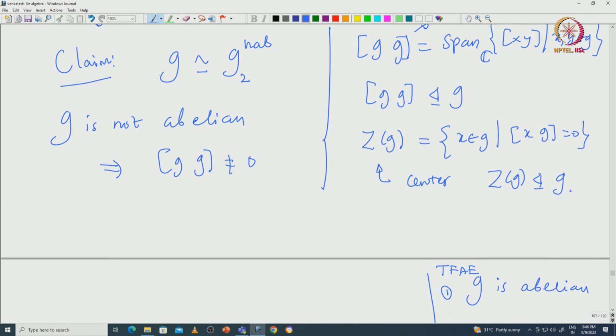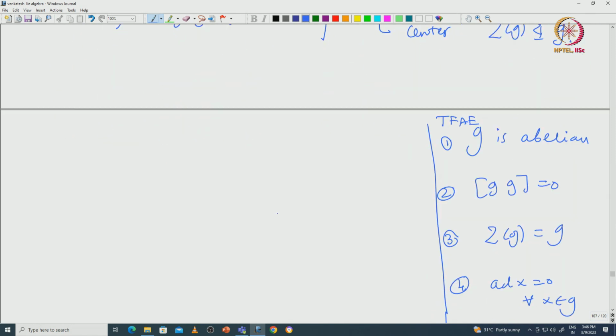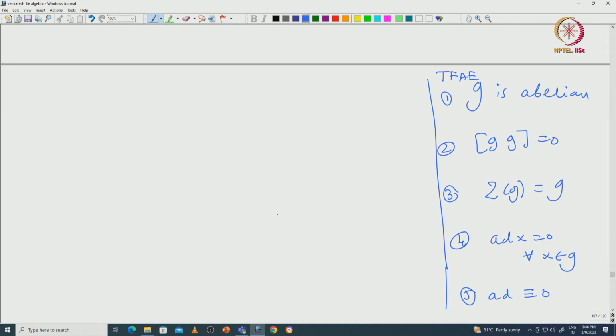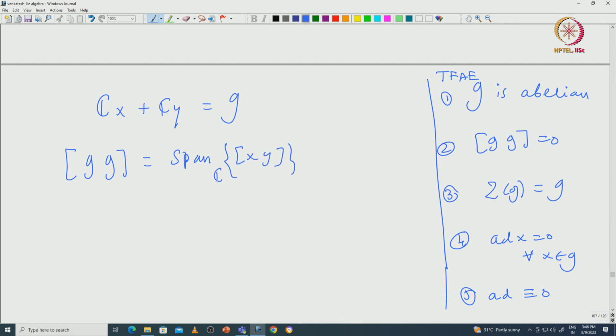So, now we started with G which is not abelian, so the derived algebra should be non-zero. Now, what will happen to the derived algebra? Suppose Cx and Cy span G, then what will happen to [G, G]? It will be spanned by [x, y], because bracket [x, x] is 0 and bracket [y, y] is 0. So, only the bracket [x, y] will survive and that is going to span [G, G].